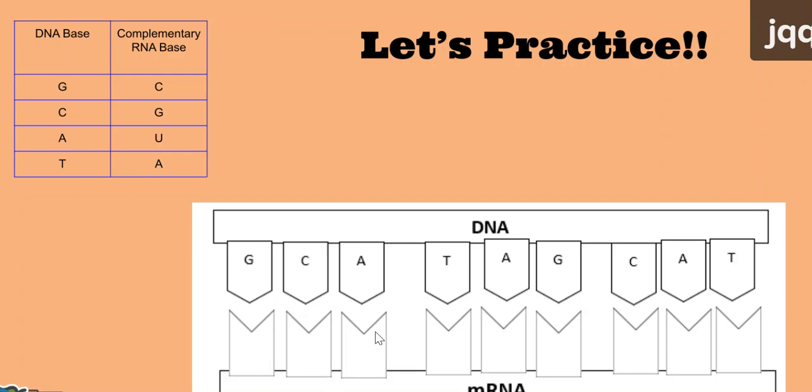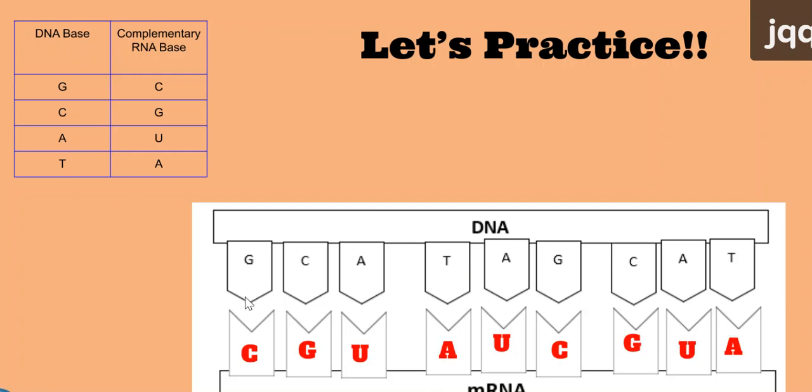Here's where it gets a little bit tricky. A normally pairs with T, but there is no T on mRNA. So what letter are you going to put? If you said U, you would be correct. Up here at the top, we have a T for DNA. Which letter does T always pair with? A, correct. Keep going to finish the strand.